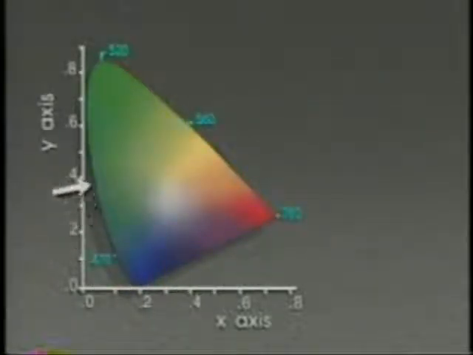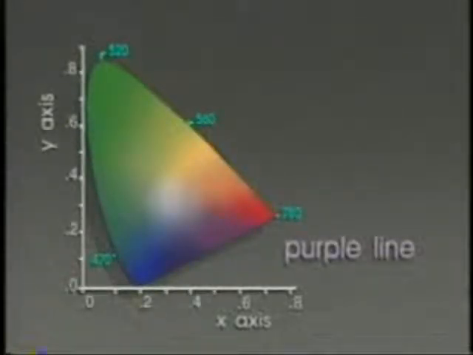The outer edge of this color space is determined by the small x and small y coordinates of each wavelength of the visible spectrum. The violet end of the spectrum at around 400 nanometers and the red end at around 700 nanometers are connected by the purple line. The purple line represents the non-spectrum colors.